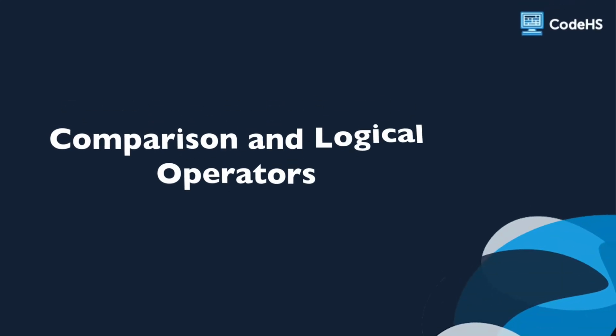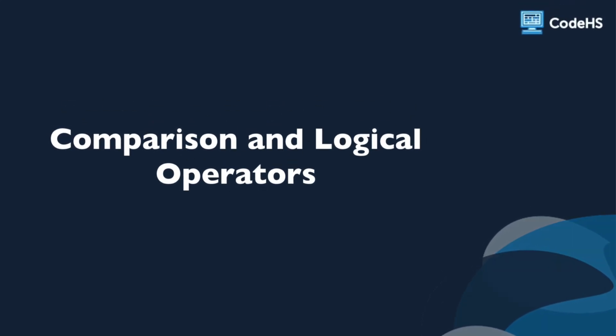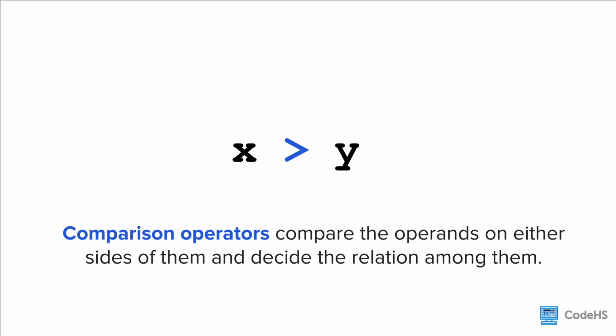Hi, in this lesson, we're going to learn about comparison and logical operators. One way that we can ask our computer true or false questions is by creating Boolean expressions using comparison operators. Comparison operators compare the operands on either side of them and decide the relationship among them. In this example, the x operand on the left side is being compared to the y operand on the right.